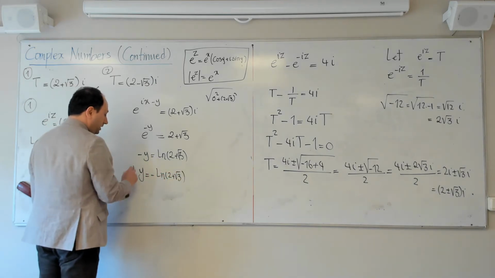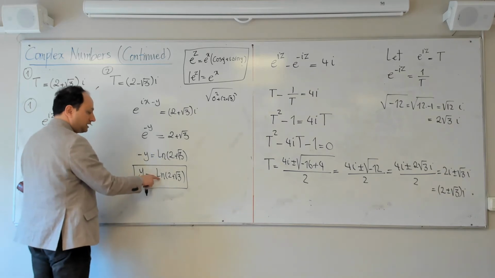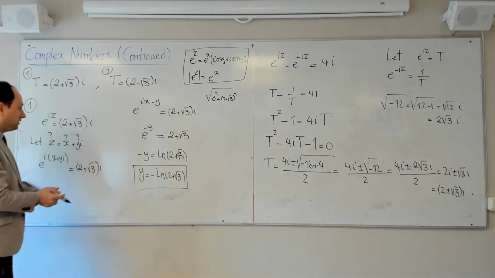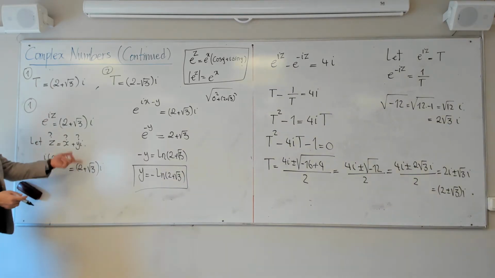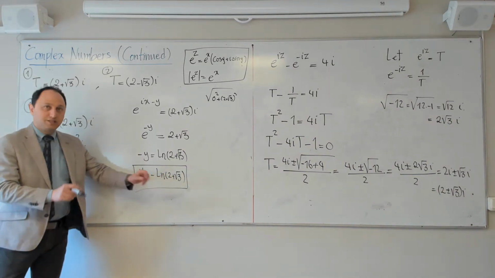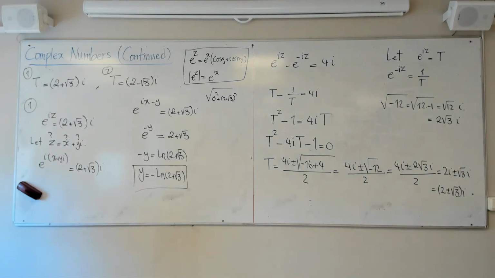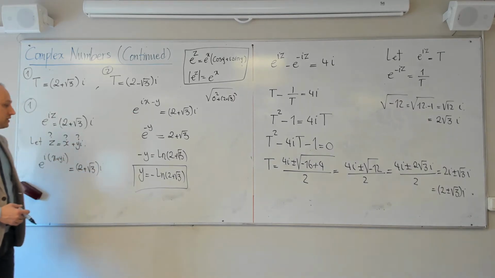This is not ambiguous for us. If you ask me what is ln of 2 plus square root of 3, this I probably know. But if you ask me what is ln of 2 plus square root of 3 times i, that's a complex number. I still don't know. If I want to use it, I have to define it for you first. So this is y, but how can I find x?